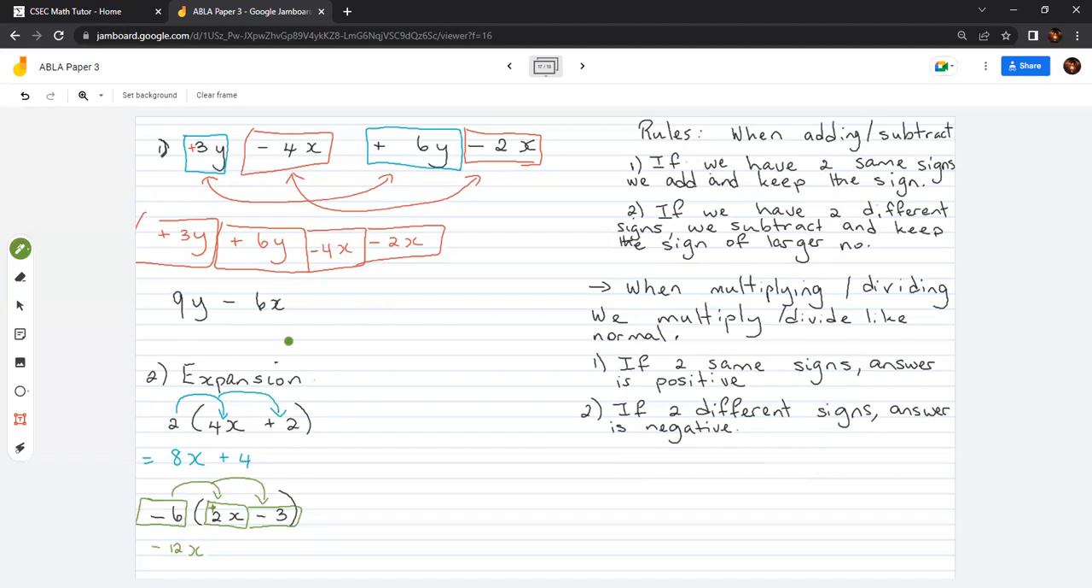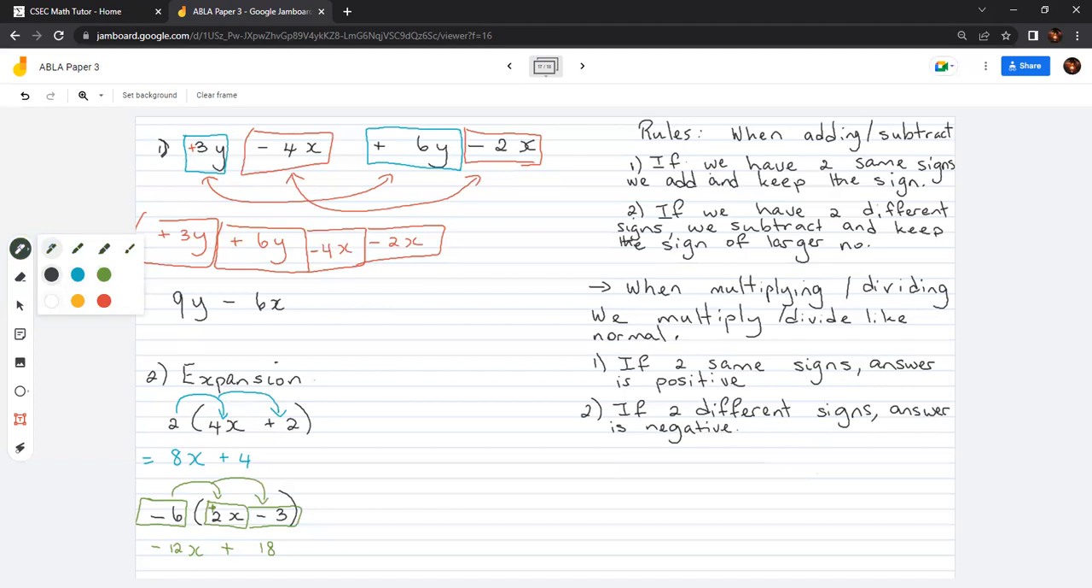6 times 3, multiply like normal. 6 threes are 18, but when you multiply, you have to consider your sign. A lot of students get trouble with this part. So it's a negative by a negative. Once you have two same signs, your answer will be positive. Right, so we must remember these rules.